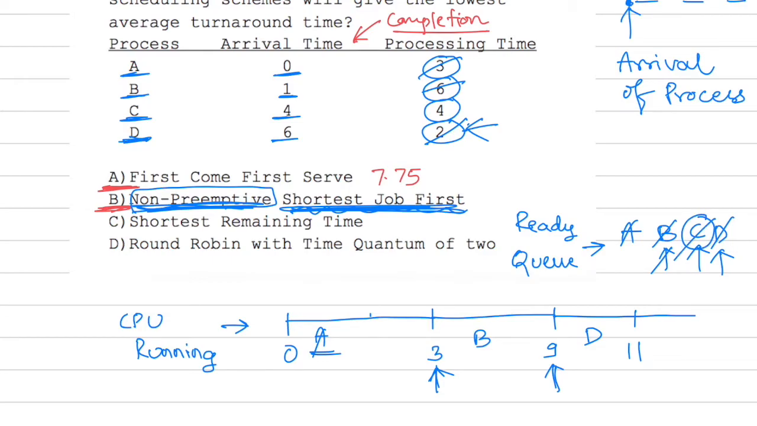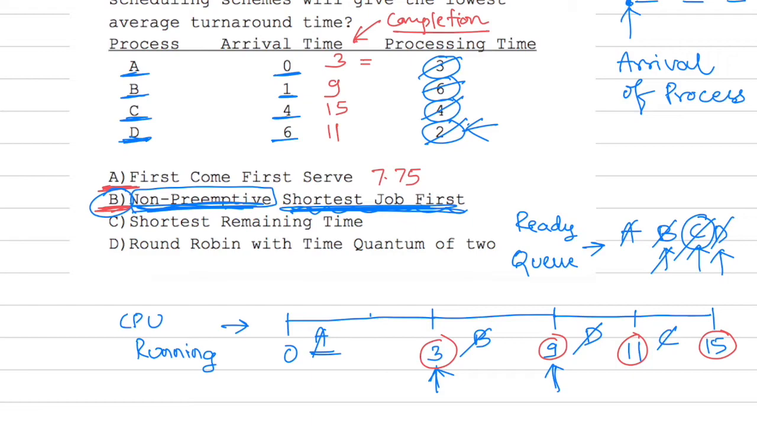So C gets picked up, and C's time is 4 seconds. So from 11 it will go till 15. Okay, and then C will also go out of the system. So thus for algorithm B, non-preemptive shortest job first, we have the completion times. For A it is again 3, so I'll note it down here, 3. For B it is 9, so I'll note it down here, 9. For C it is 15, so I will note down 15, and for D it's 11, so I'll note down 11.